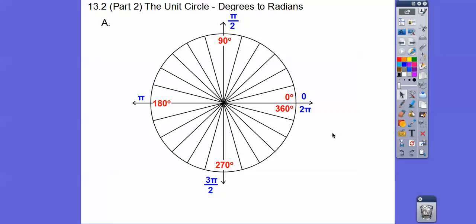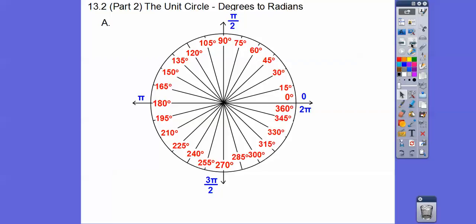Let's deal with the degrees first. 360 divided by 24 is 15. So if we just add 15, 15, 15, you guys with me? If we just keep doing that, there's that quadrant, and then there's that quadrant, and finally the fourth quadrant is right there.